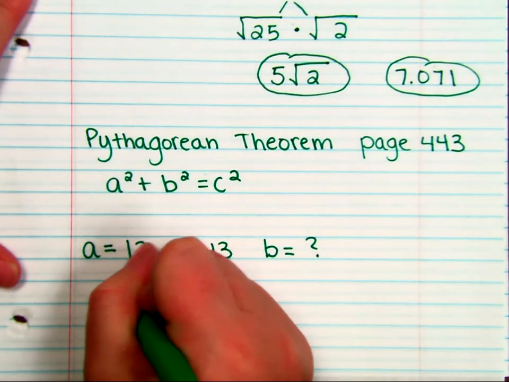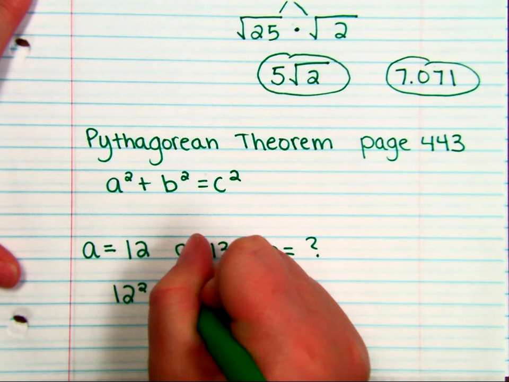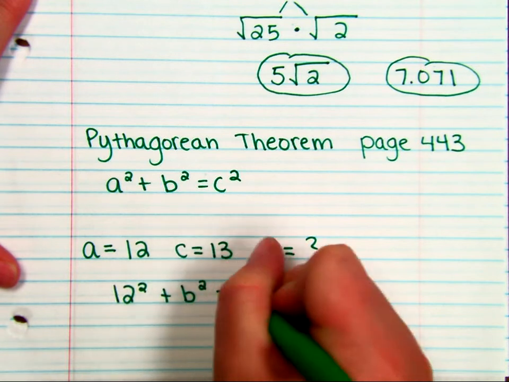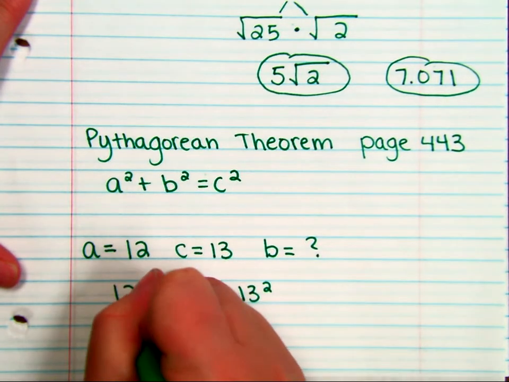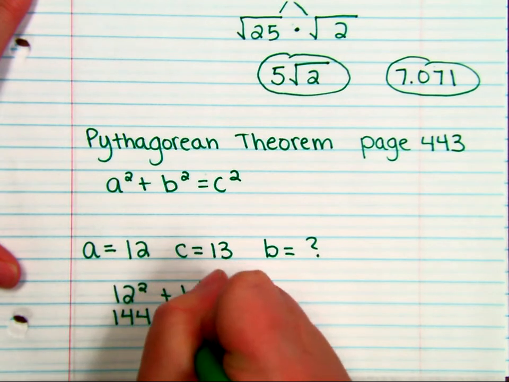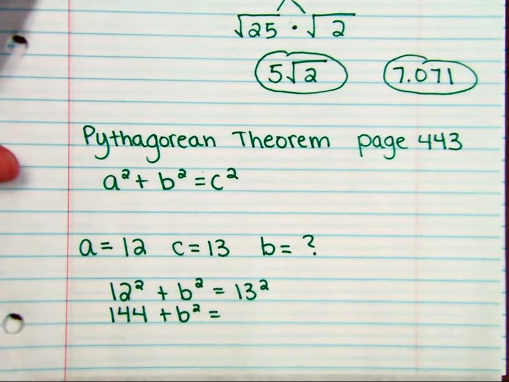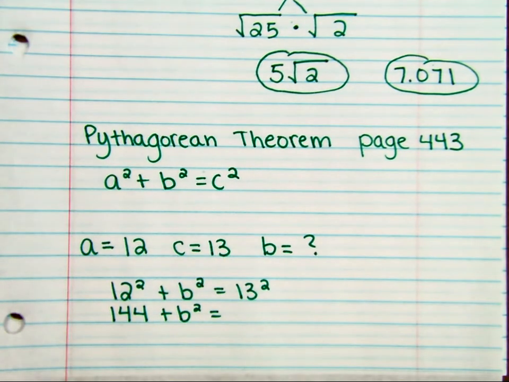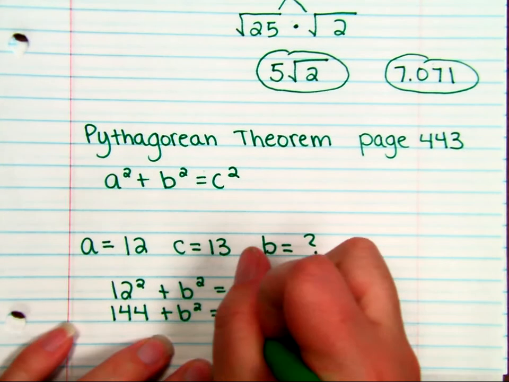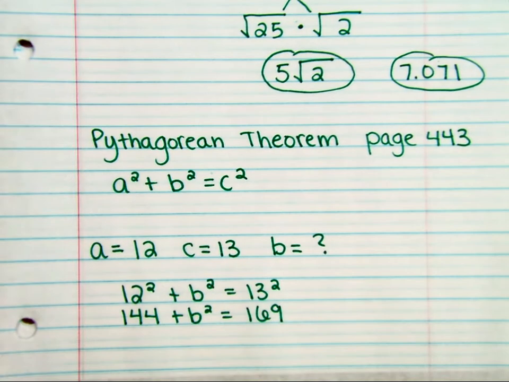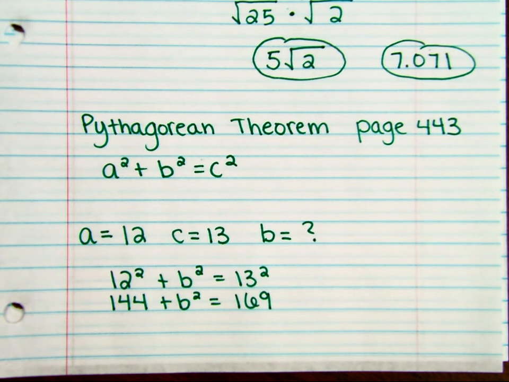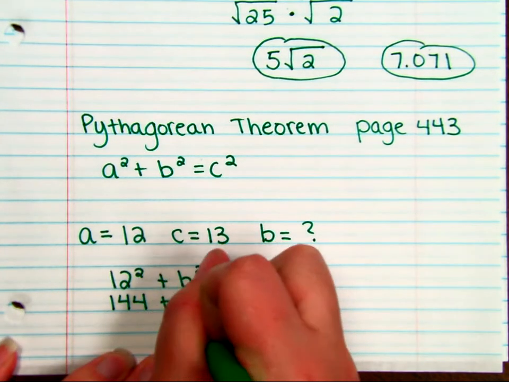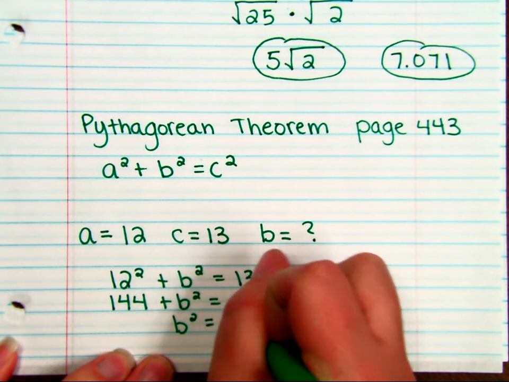So 12 squared plus B squared would equal 13 squared. 12 squared is 144 plus B squared. 13 squared is 169. Then I want to solve for B, so I'm going to take 144 away from both sides. So B squared is 25.